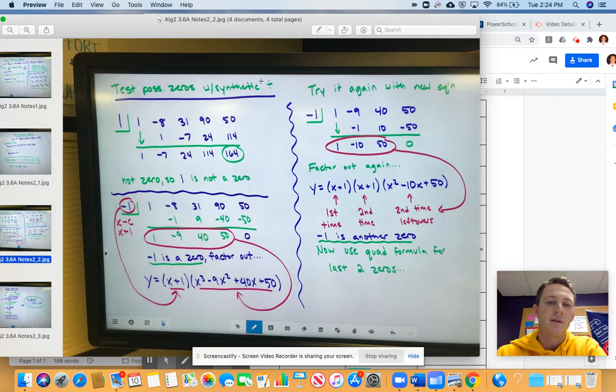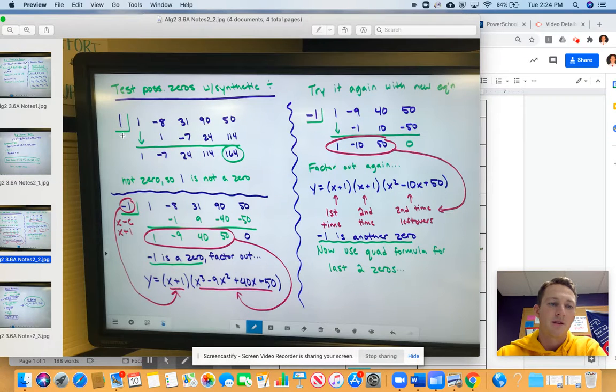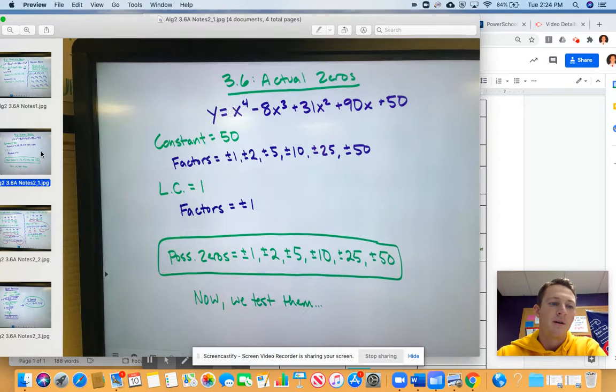We're testing with synthetic division. So we're just going to pick our first one. We have plus or minus 1 for our possible zeros. Let's try positive 1 first. So we're going to take this positive 1 from our possible zeros list, and that's going to go in our box for synthetic division. And then all these numbers are coming from the coefficients of this problem right here.